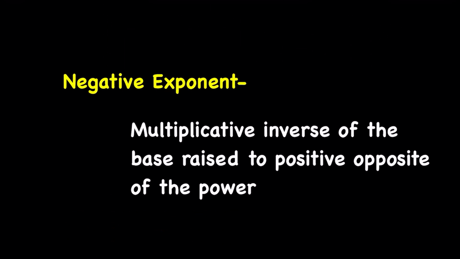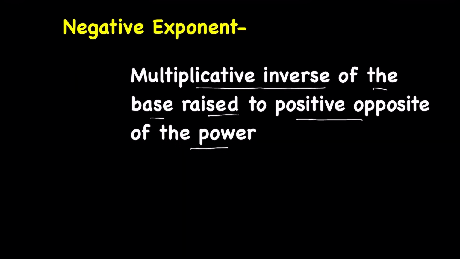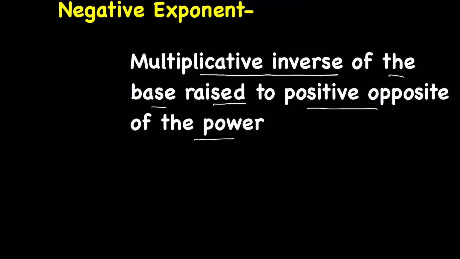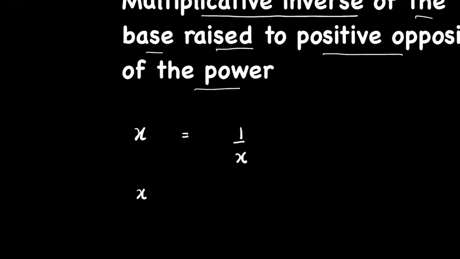Negative exponent can be defined as the multiplicative inverse of the base raised to the positive opposite of the power. Multiplicative inverse means if x is a number, then its multiplicative inverse will be 1 upon x. And if x is raised to the power minus n, then it means the multiplicative inverse of the base, which is x, is raised to the positive opposite of the power, and the positive opposite of minus n will be n. So x to the power minus n is equal to 1 upon x to the power n.